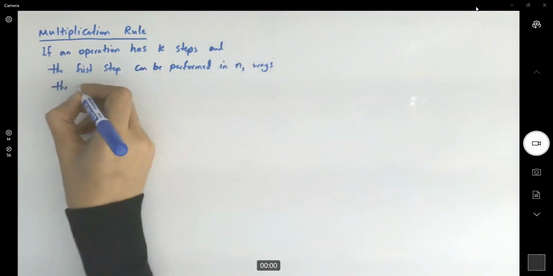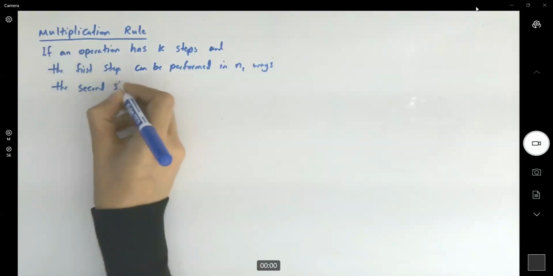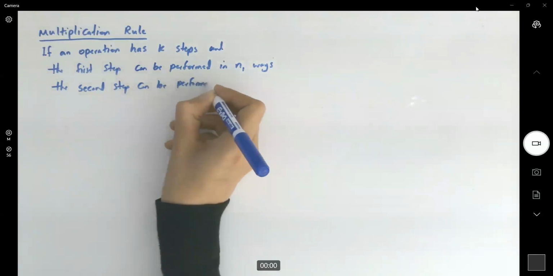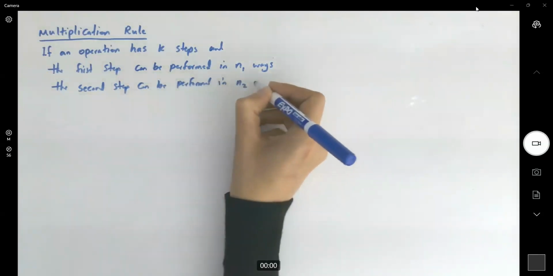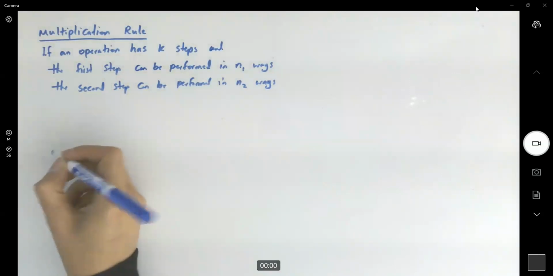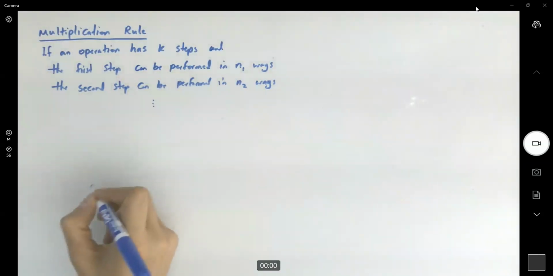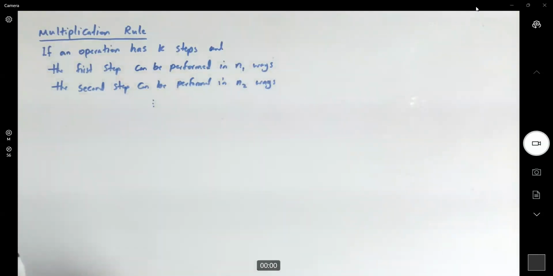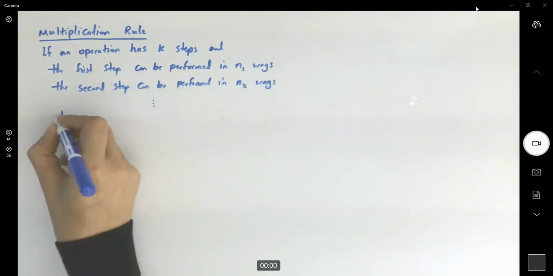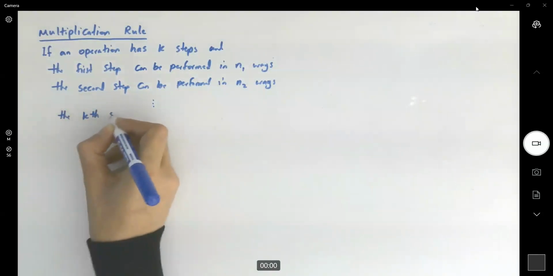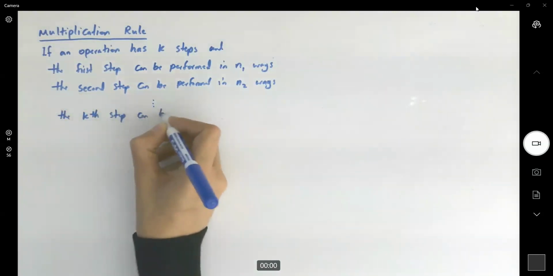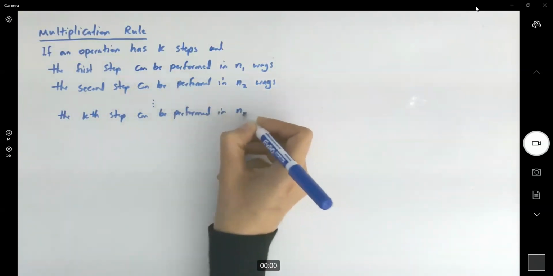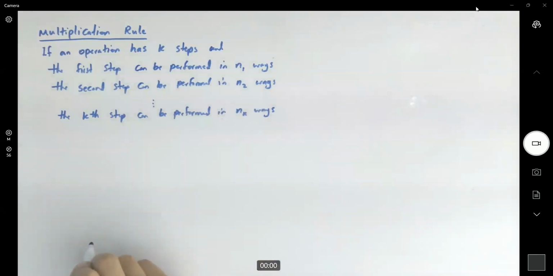The second step can be performed in n sub 2 ways, and so on. So for each step, you have different ways of performing. And the kth step can be performed in n sub k ways.